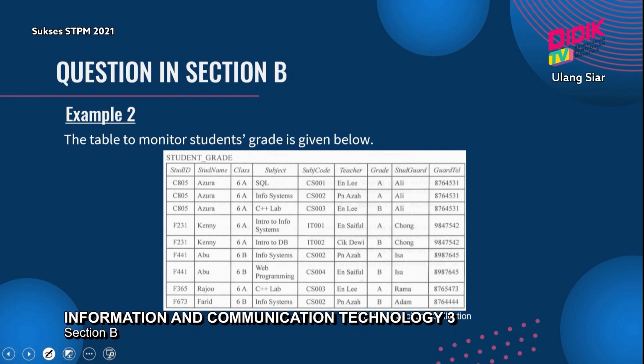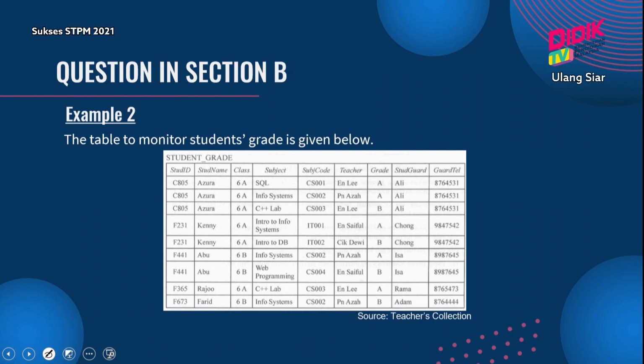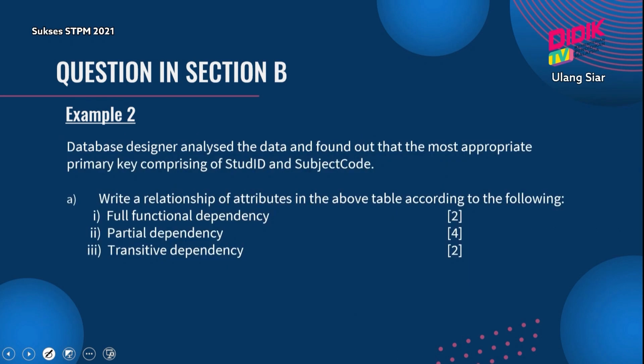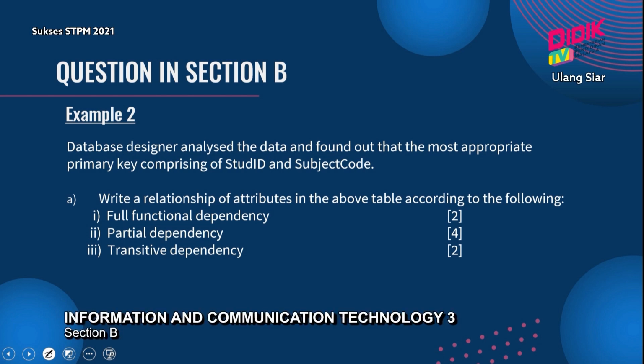You are given a table and then you analyze the table. Repeating group means in one cell must have only one data. If you have 2 or 3 data, it means repeating. So in this table, the database designer analyzed the data and found the most appropriate primary key comprising the student ID and subject code. Then the question asks for full functional dependency, partial functional dependency, and transitive dependency.